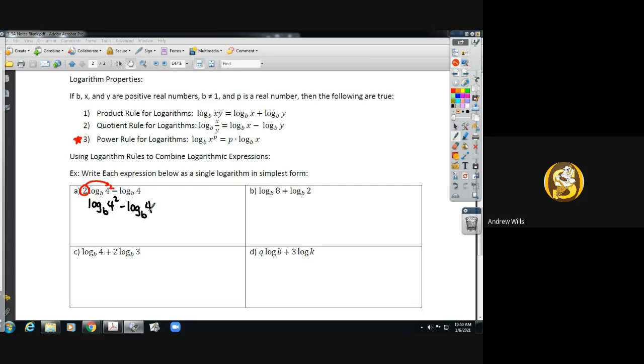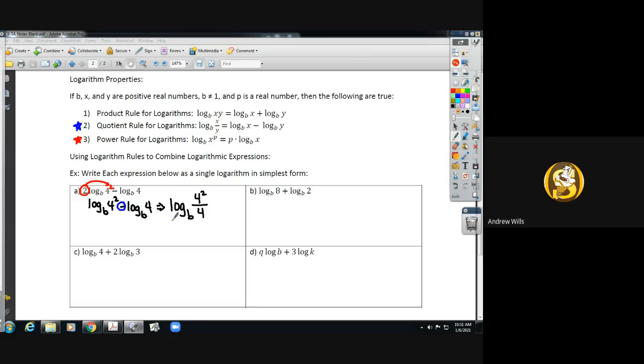Now, once we've done that, we look to see what sign is between those two logarithms. The sign between those two logarithms is a subtraction sign. So because of the subtraction sign here, we are going to use the quotient rule to combine these two expressions into the log base b of 4 squared over 4. We're going to combine it using the quotient rule.